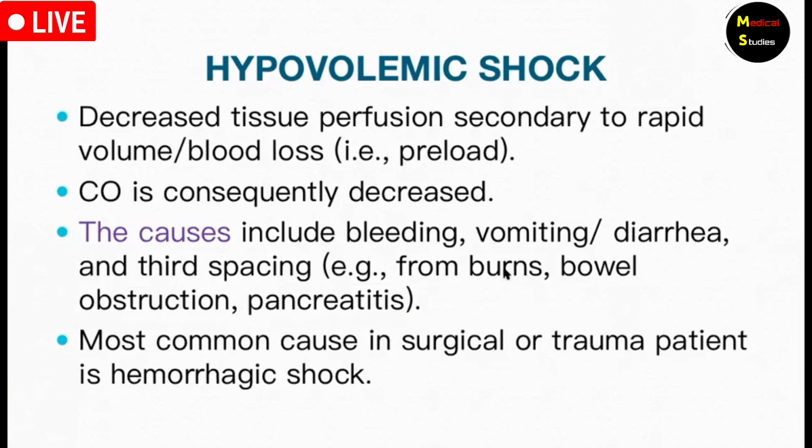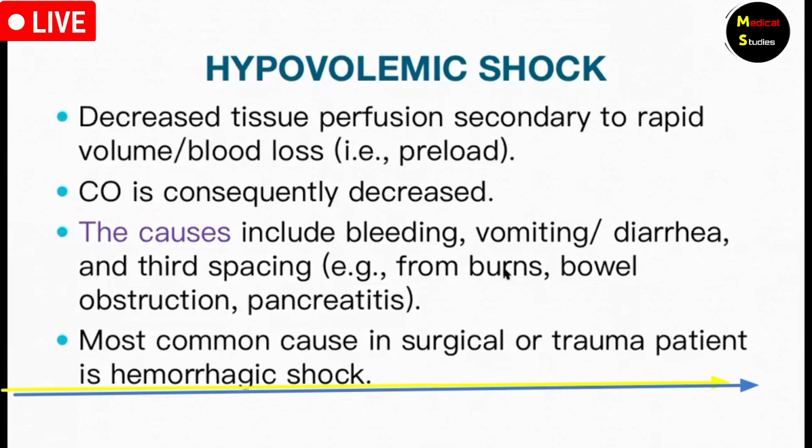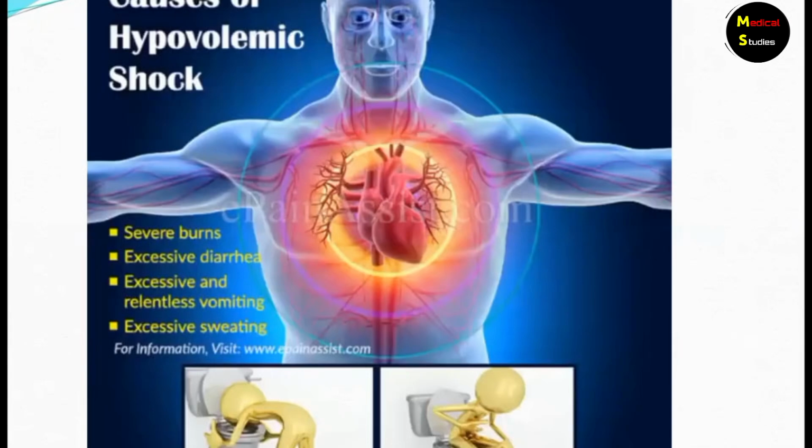Next, the most common cause in surgical or trauma patients is hemorrhagic shock, excessive hemorrhage or bleeding. So I will show you some causes of hypovolemic shock. If in any exam this type of question is asked, write the causes of hypovolemic shock, every student should be able to write the answer. So we discuss quickly. First is severe burns, excessive diarrhea, excessive vomiting, excessive sweating as well. These are some important medical and surgical causes.